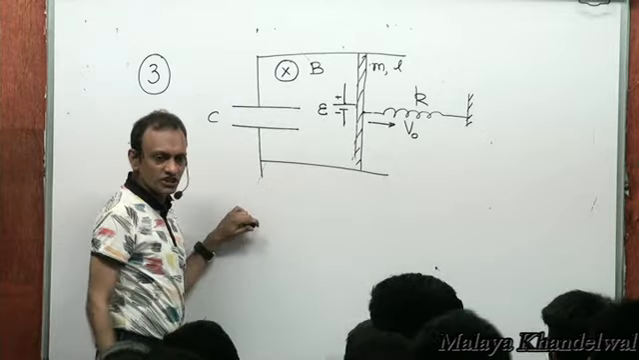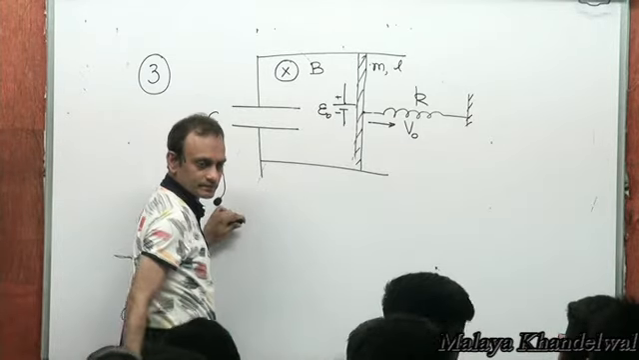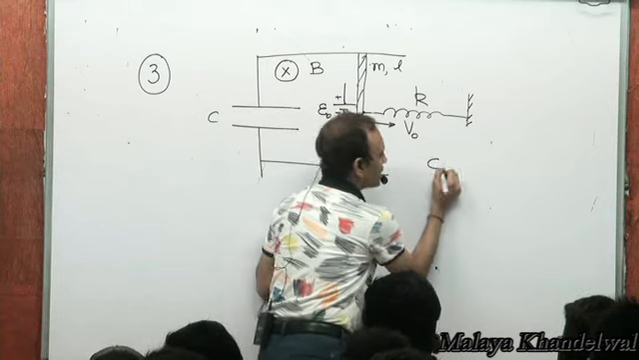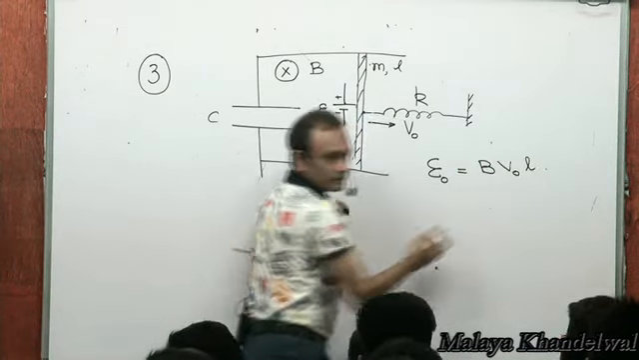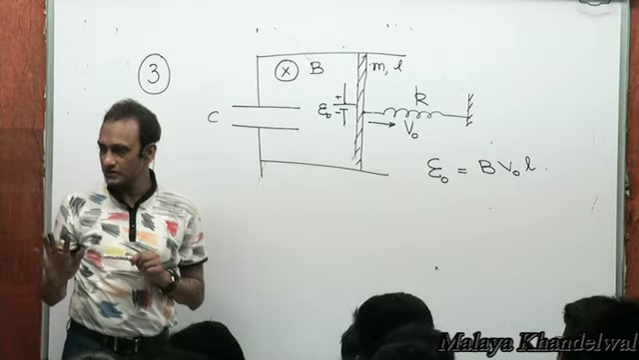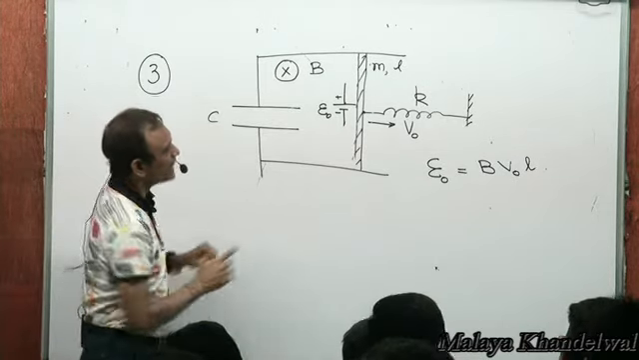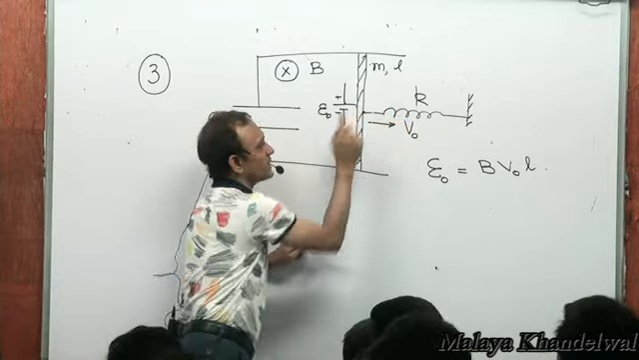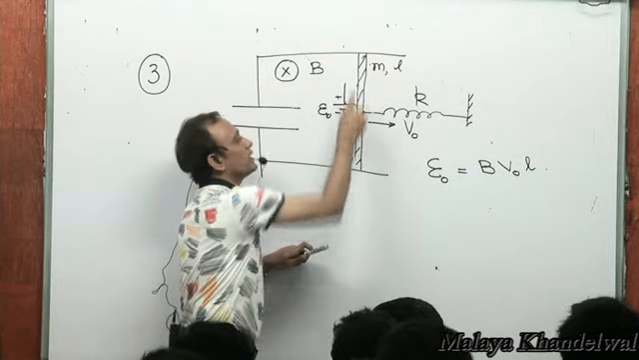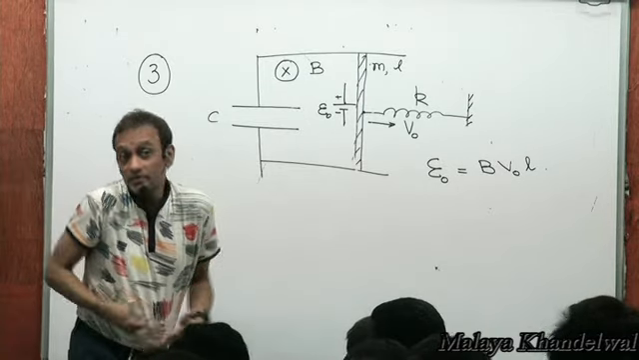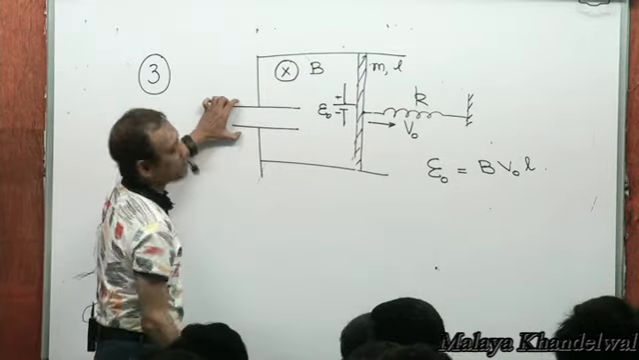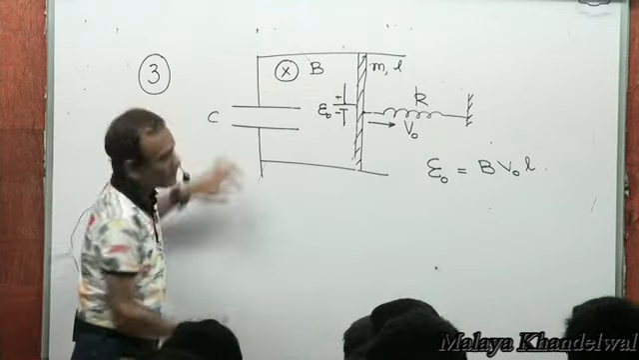Epsilon that develops across this at time t equal to 0, say epsilon naught, is b v naught L. I hope all of you understand this. And the polarity also: v is like this, b is like this, so v cross b would be like this, higher potential compared to this. Now, this entire EMF at that very instant must appear across the capacitor, right?